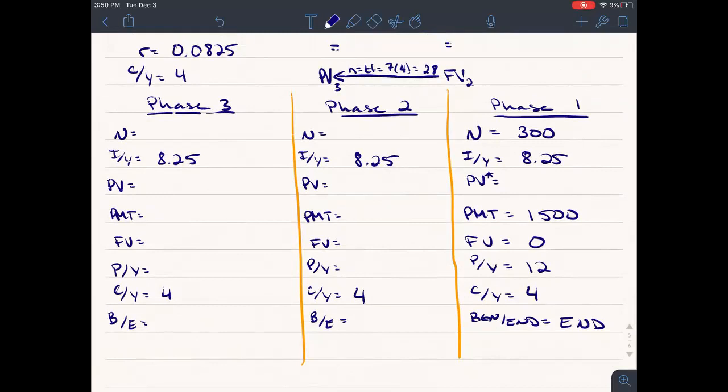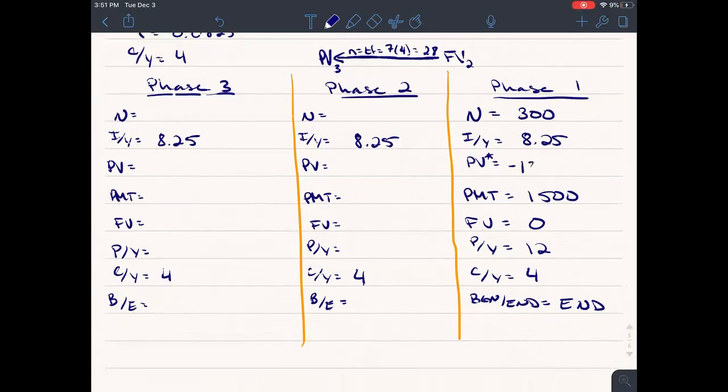All right. So entering these values: 300, 8.25 interest per year, 1,500 payment amount, 0 future value, 12 enter payments per year, 4 enter compoundings per year. And then just make sure that you're in the end mode, and then we can compute the present value, and I get negative 191,154.2953.